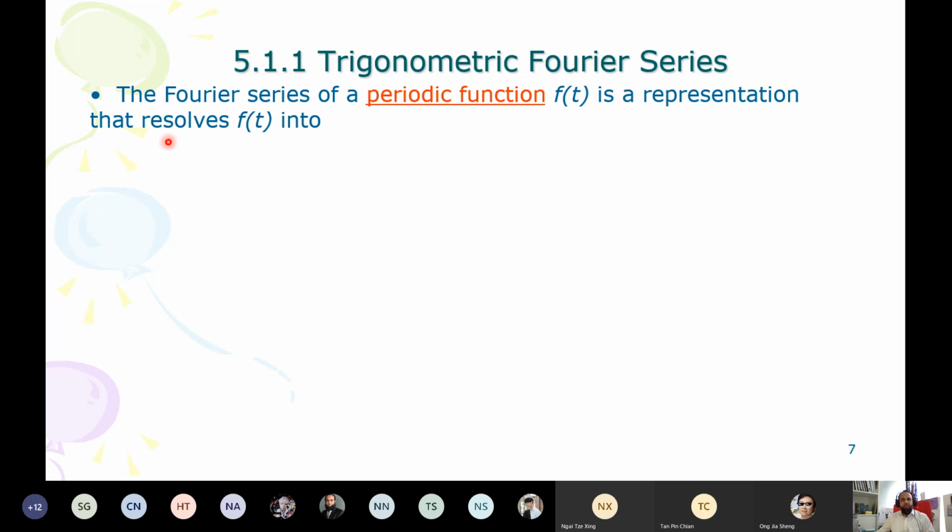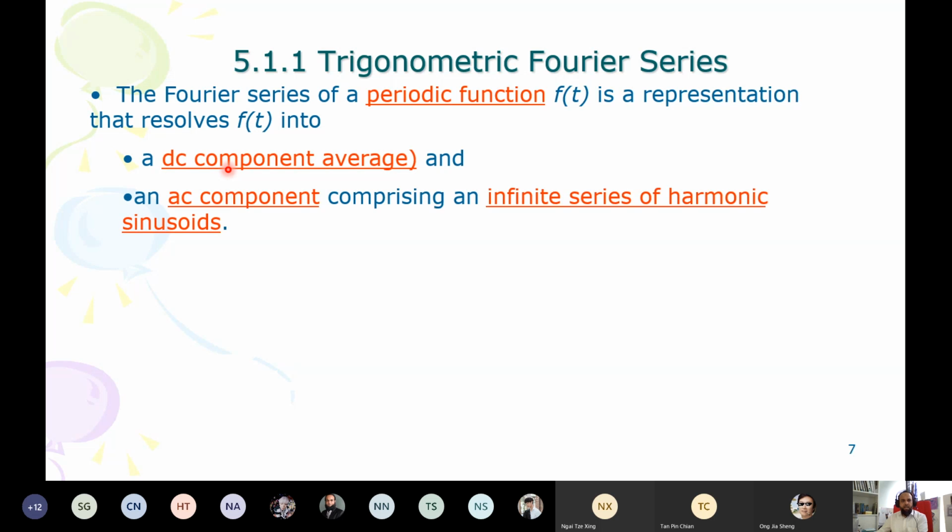It is a representation that resolves, that breaks down f(t), the actual periodic function, into a DC component, so a DC value, and AC components comprising an infinite series of harmonic sinusoids.